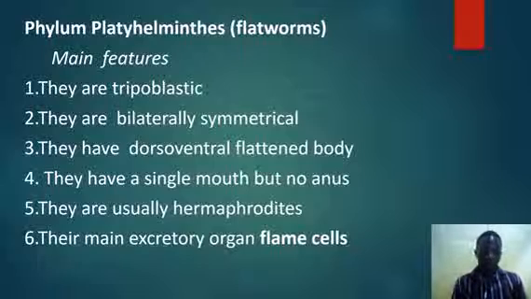Now the next phylum we're going to talk about under the kingdom Animalia is the phylum Platyhelminthes. We normally call them the flatworms. They have several characteristics, but we shall look at just the main features of organisms in this phylum. The very first one is that they are triploblastic. This means that they have 3 body layers. So they have an outer ectoderm, a middle mesoderm, and then an inner endoderm.